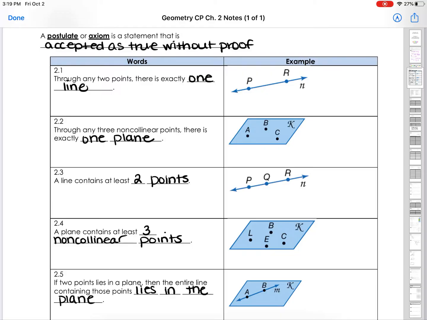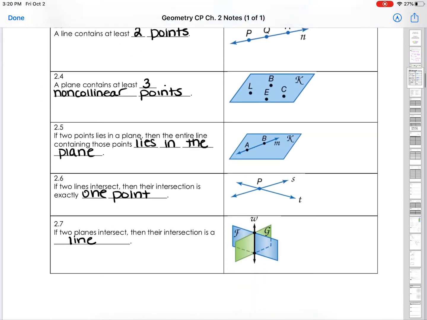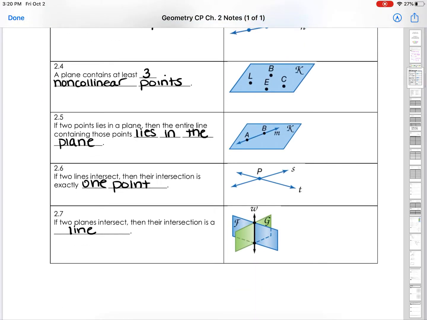Through any 3 non-collinear points, so not in a line, there is exactly one plane. A line contains at least 2 points in it. At the very least, we know it has to have 2 points in it. A plane contains at least 3 non-collinear points, kind of similar to the ones we started with. If 2 points lie in a plane, then the entire line containing those points also lies in the plane.